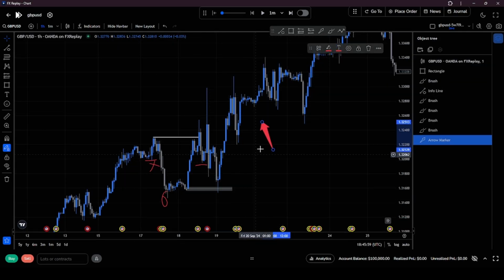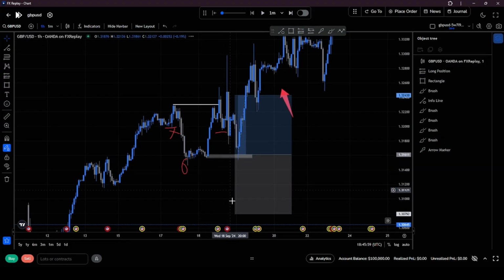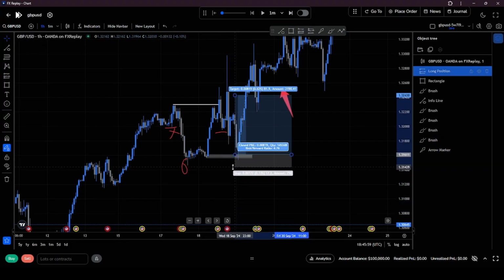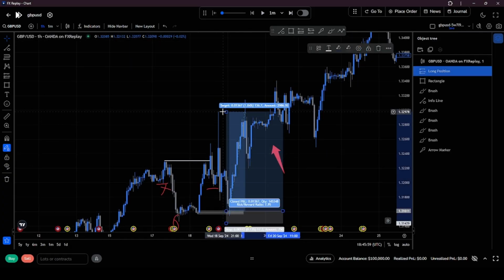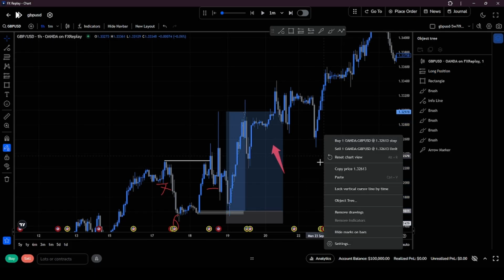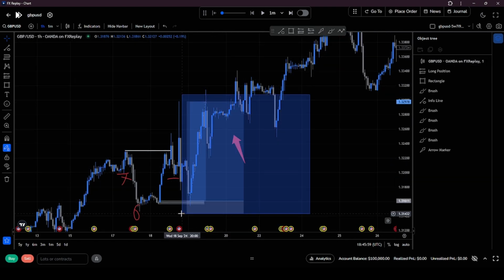You see, the trade idea would be something like this. Then you target the high for a beautiful 7.95 risk reward. So let's focus on the next price action.